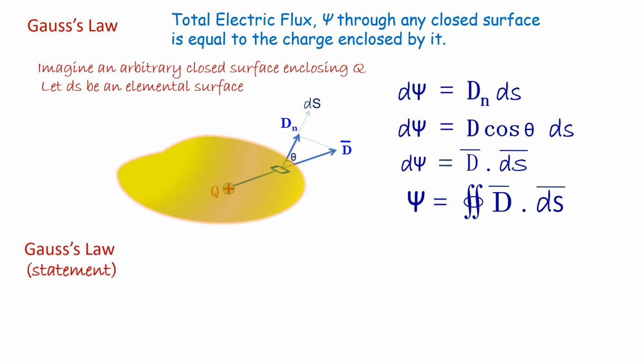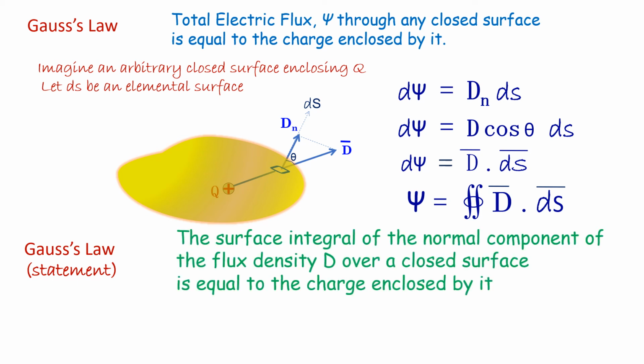Now let us look into the Gauss law statement. The surface integral of the normal component of the flux density D over a closed surface is equal to the charge enclosed by it. In the equation form, it is the surface integral of D bar dot dS bar is equal to the Q enclosed.